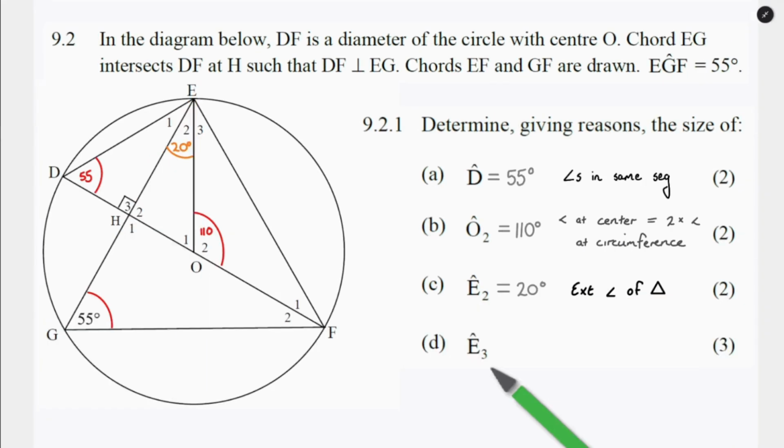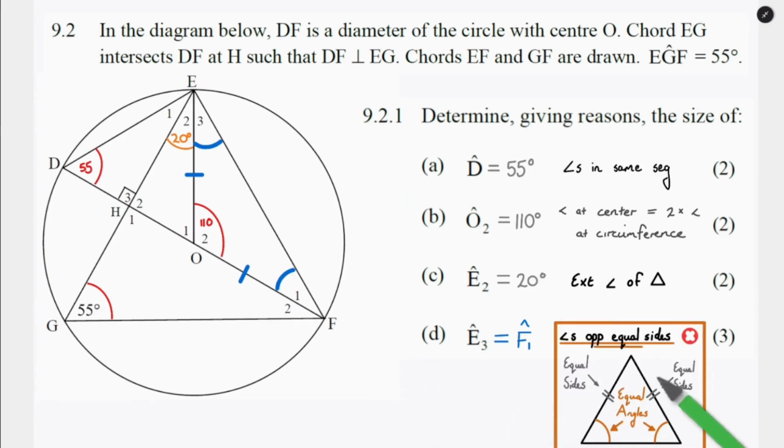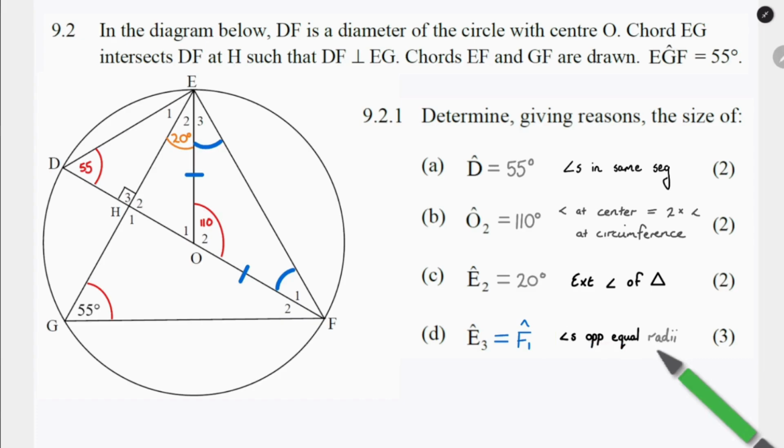Lastly, we need to get the size of E3. So E3 is sitting over here, and it's touching a very special line. It's touching a sneaky weasel, my friend. It's touching a radius, and there's another radius there, and it forms an isosceles triangle. And E3 is equal to F1, and we've got to use that fancy reason: angles opposite equal sides. So here are the equal sides. The angles opposite them have to be equal if the sides are equal. We're going to modify this a little bit and say angles opposite equal radii. And with that, we can actually work out the size of E3.